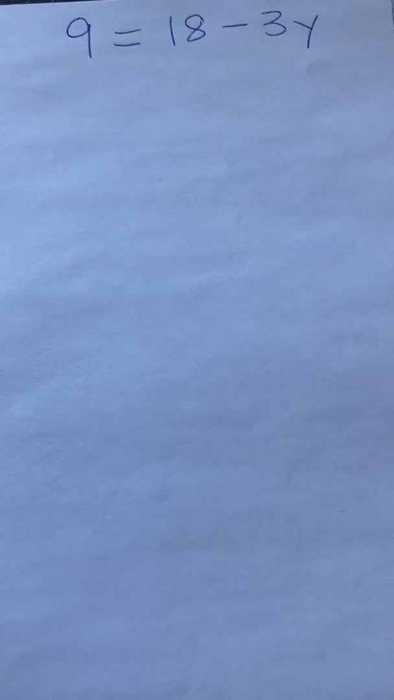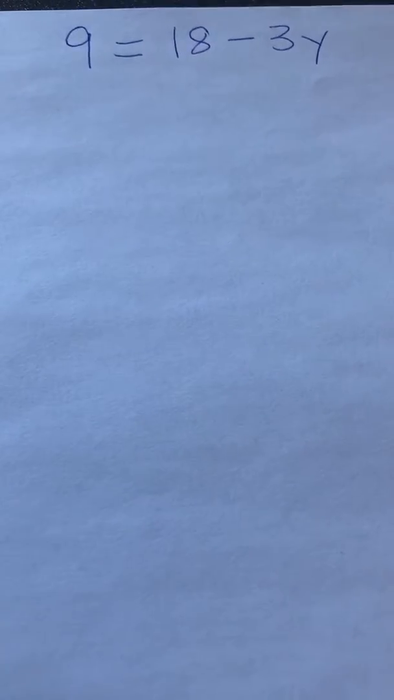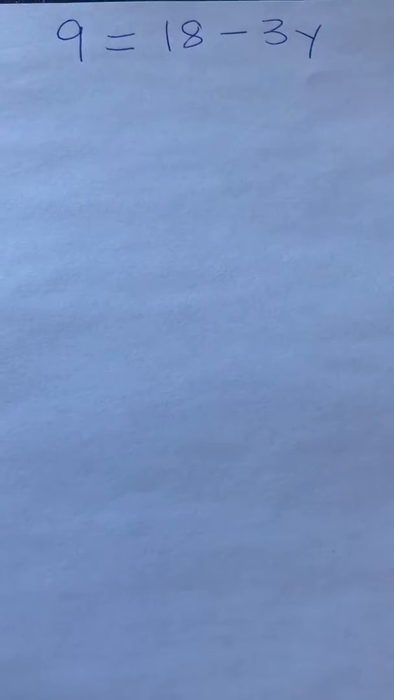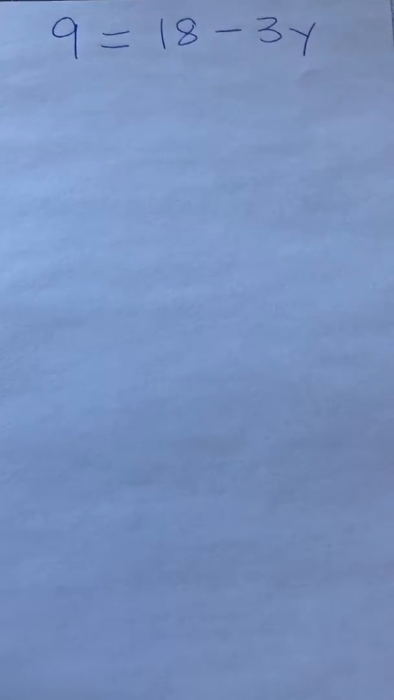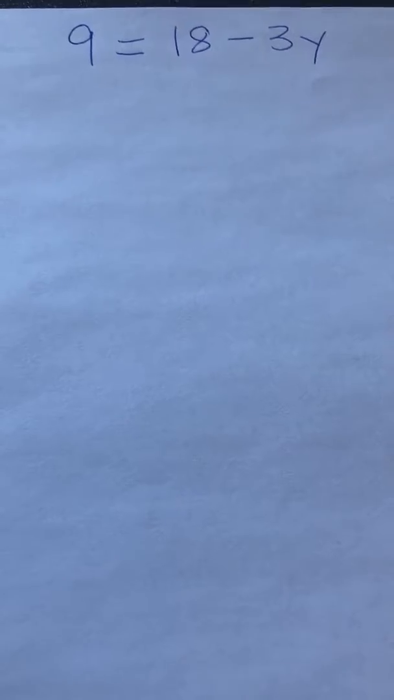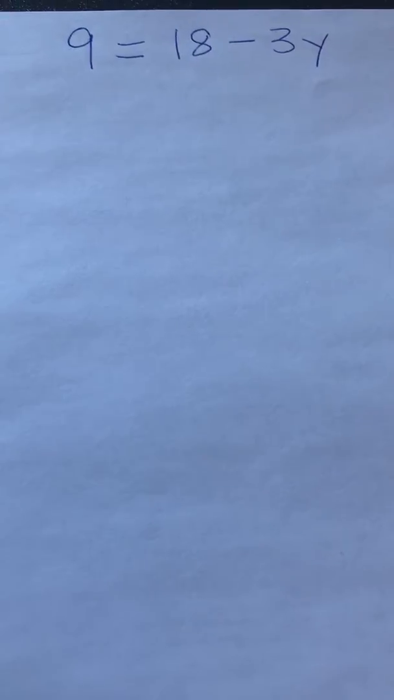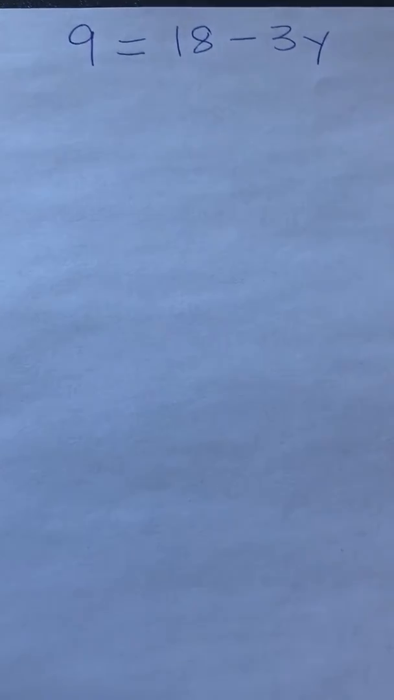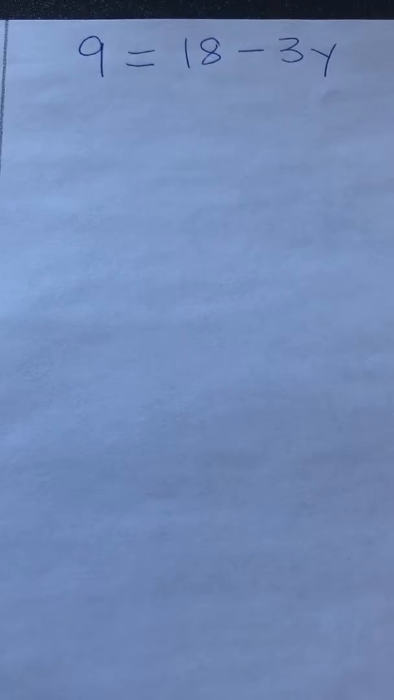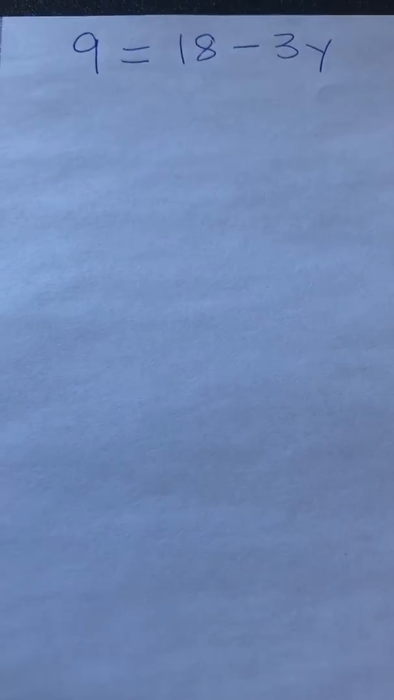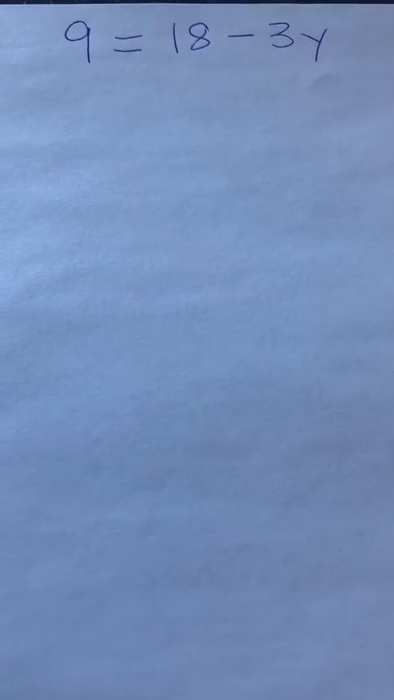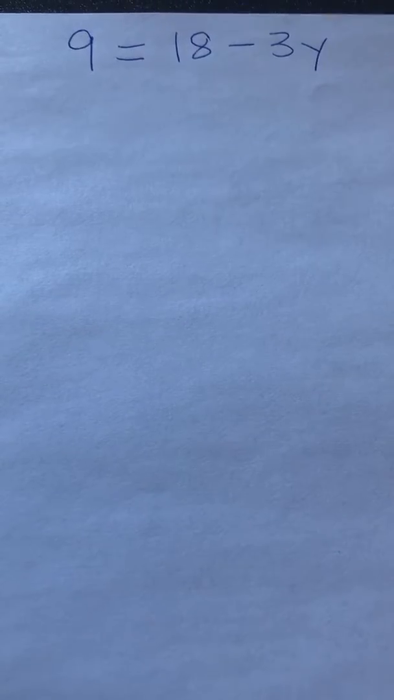Okay, so today we're going to review what we've been discussing in algebra, and we're going to take a look at this equation. 9 equals 18 minus 3y. Remember, whenever you're given an equation, the first thing to do is to make sure you're comfortable with how the equation is laid out. If you're not comfortable with how the equation is laid out, lay it out in a form that makes you comfortable before you begin to work on it.